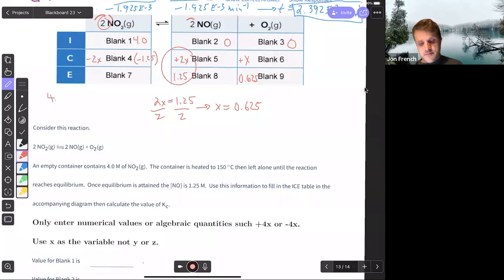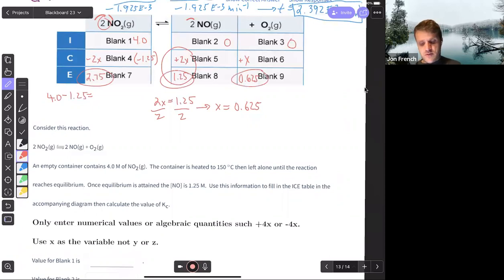And then to plug it in up here, minus 1.25. So 4 is my initial. I use 1.25. My equilibrium concentration of the nitrogen dioxide is going to be 2.75. Now I have equilibrium concentrations of all 3 of those.